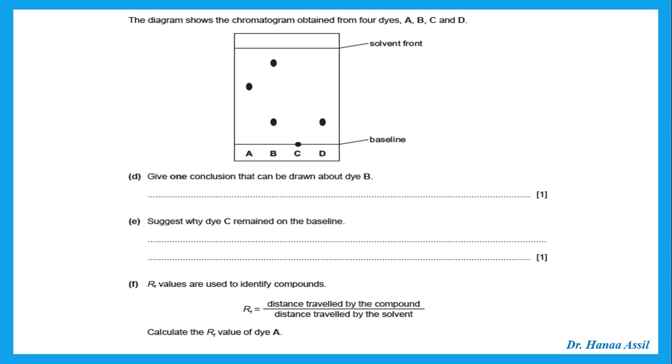The diagram shows the chromatogram obtained from 4 dyes, A, B, C, D. Give one conclusion that can be drawn about dye B. So, what can you say about dye B? Well, first of all, dye B has a spot the same height as D. So, B has D in it. Or you could say, B gave me 2 spots. That means it contains 2 substances.